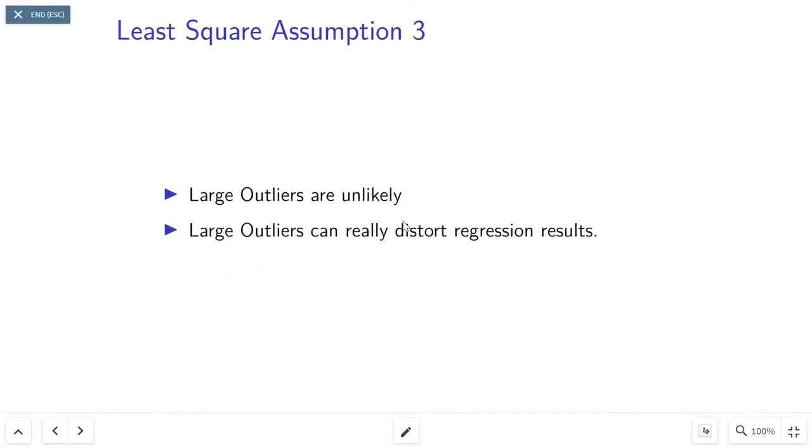The third assumption assumes our analysis sample does not have large outliers. Large outliers in the data is something we should be concerned about, but it's a relatively easy fix. To identify whether there are outliers in the data, we just need to plot the data and see if there are any outliers.